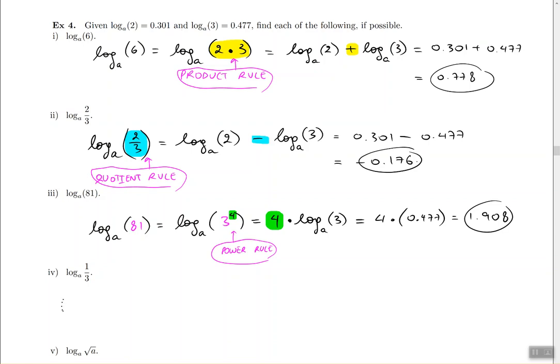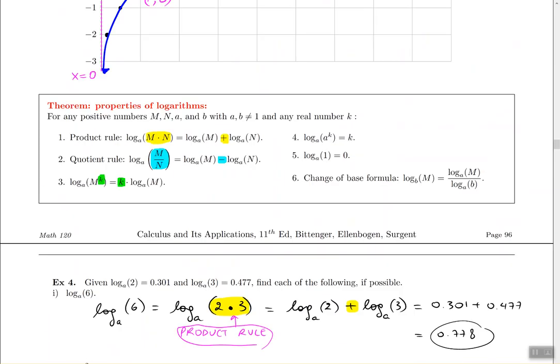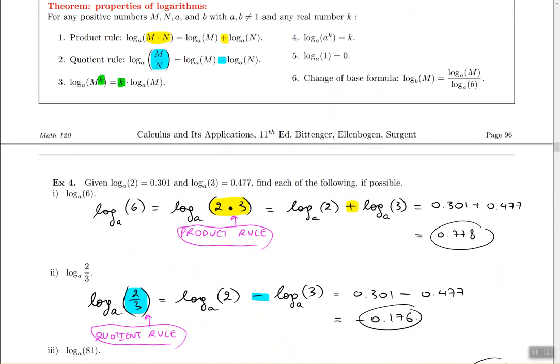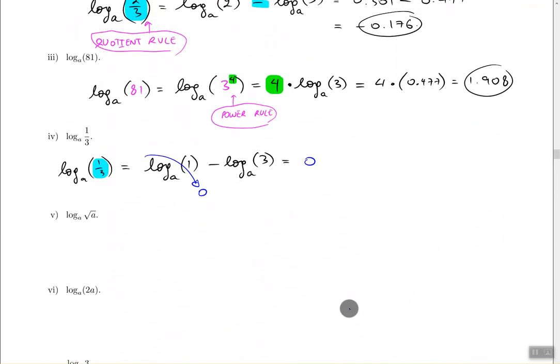So right now we've got log base a of 1/3. And again, I'm going to be using the quotient rule for this problem because I have a fraction here. So what I'm going to do is write down log base a of 1 minus log base a of 3. And so at this point, just remember that log base a of 1 is actually a pretty number. This is just a 0. This was one of the rules, by the way. This was rule number 5. Log base anything of 1 is always a 0. So that's why I can write down a 0 right there.